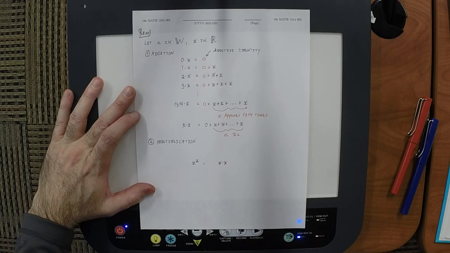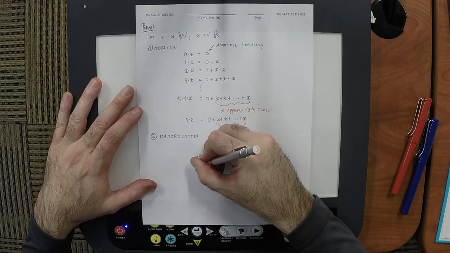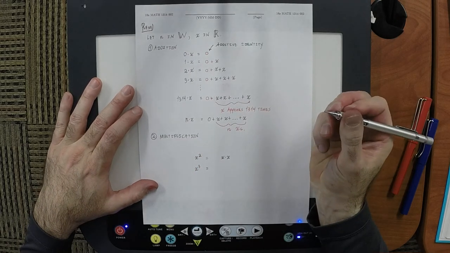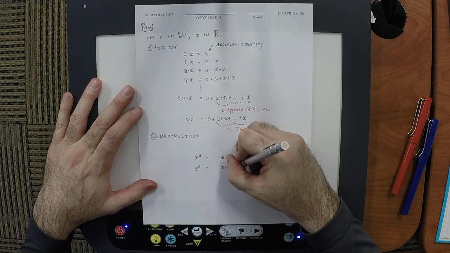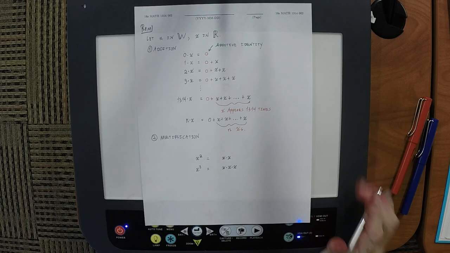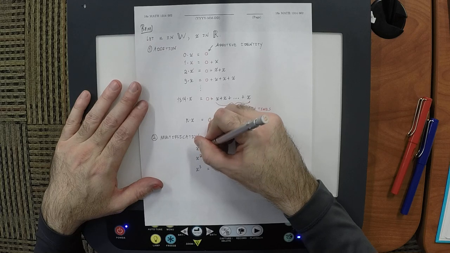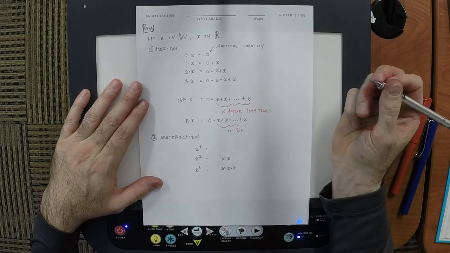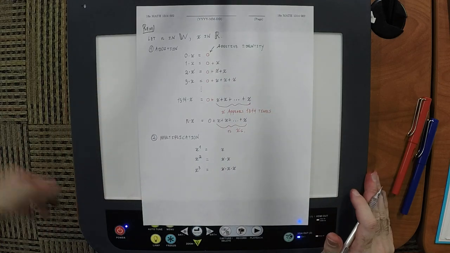X cubed, what's that? Right, 3 copies of x, multiply them all together. Okay, then what's x to exponent 1? Just x, because you make 1 copy of x and multiply them all together.